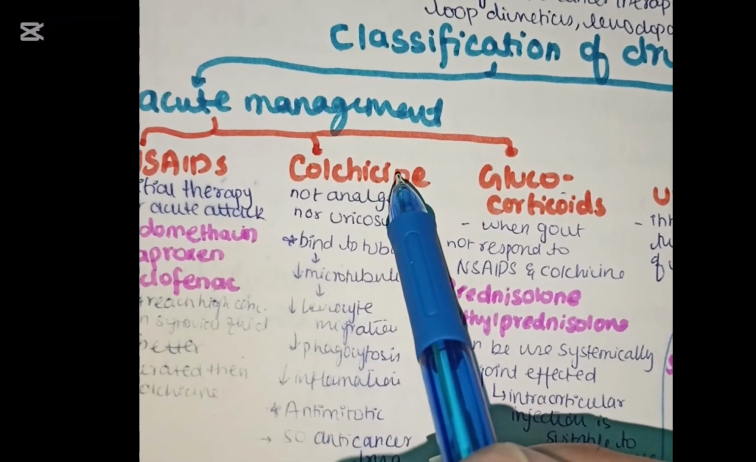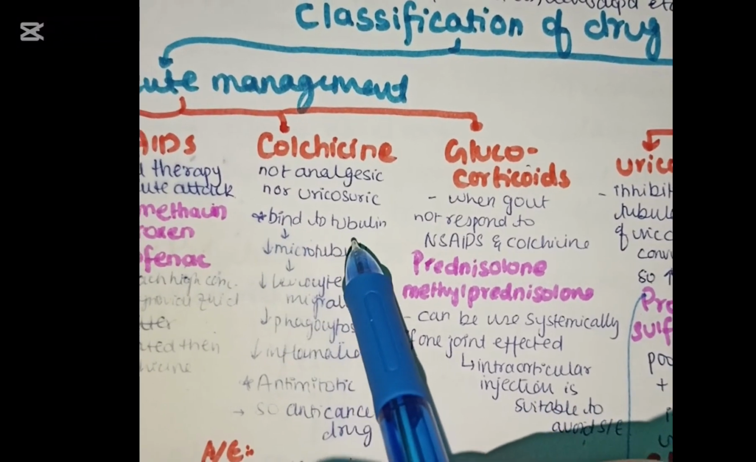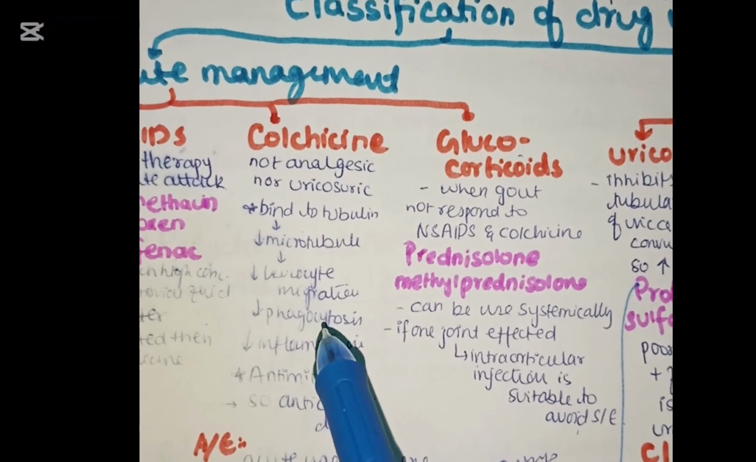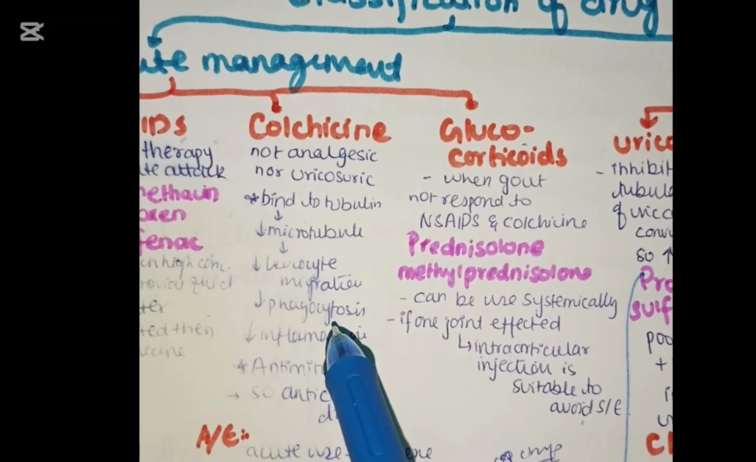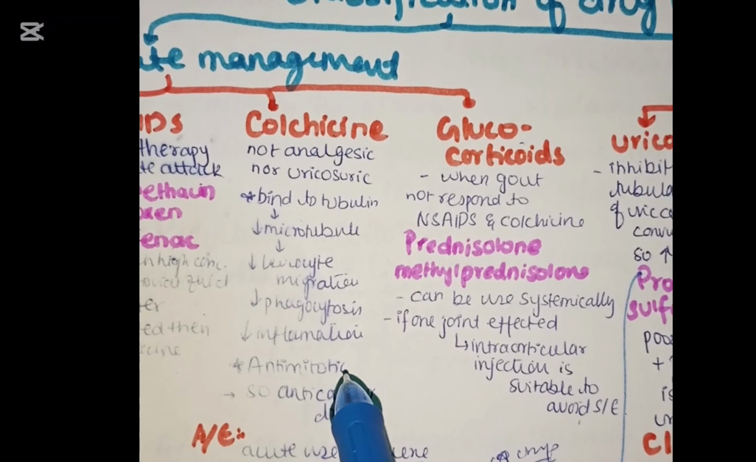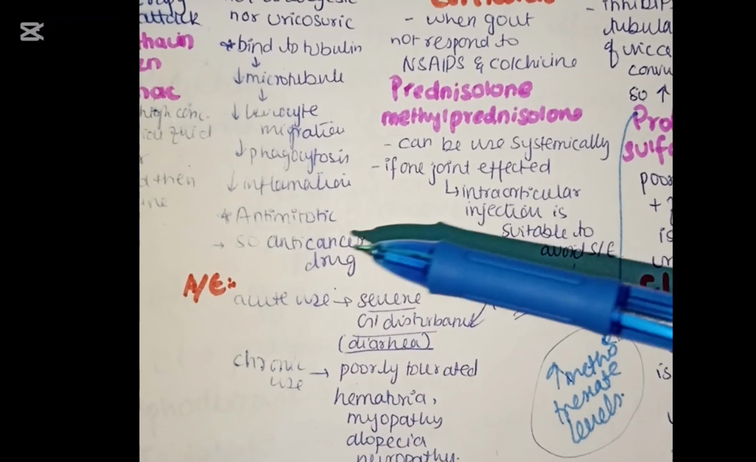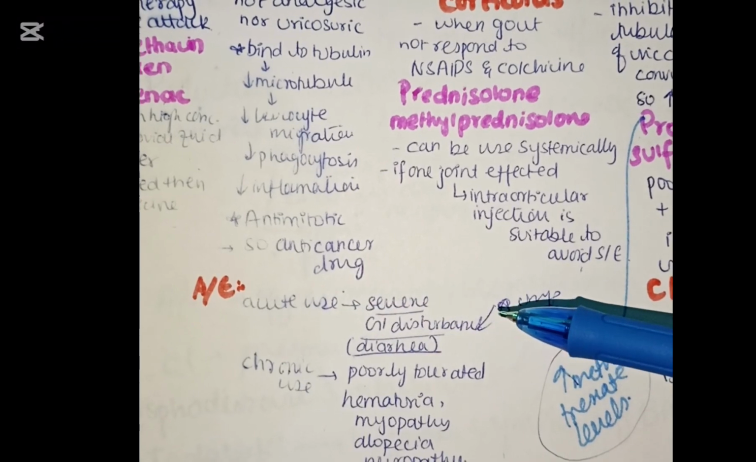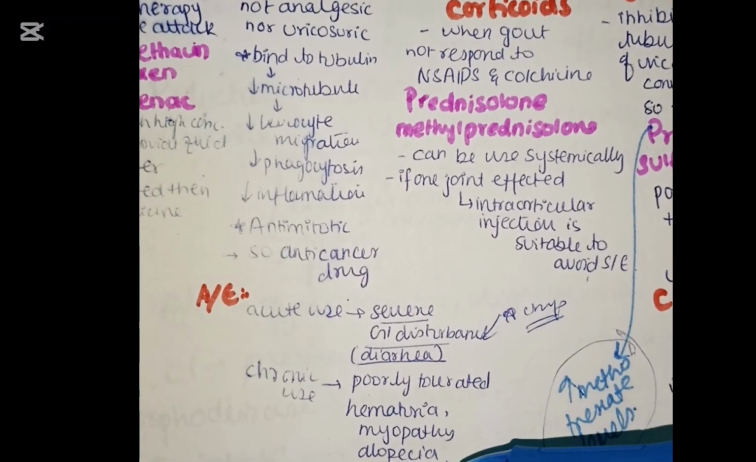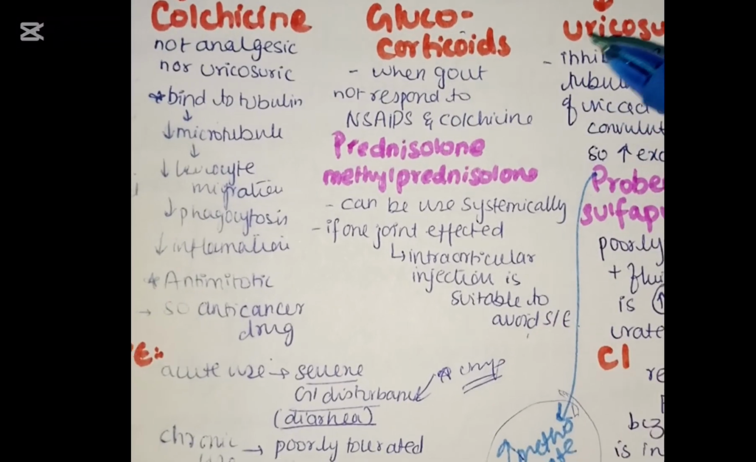Now colchicine is neither analgesic nor uricosuric. It binds to tubulin, and decreased microtubular functioning leads to decreased leukocytosis and phagocytosis, thus decreased inflammation. As it's antimitotic, it is also used as anti-cancer drug. Adverse effects of acute use of colchicine is severe GI disturbance, and its chronic use leads to hematuria, myopathy, neuropathy, and alopecia.